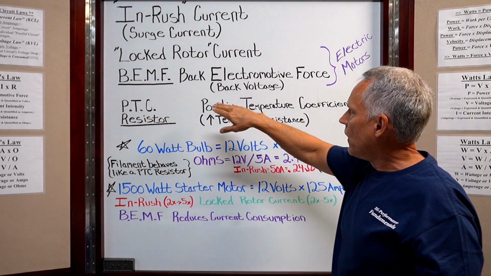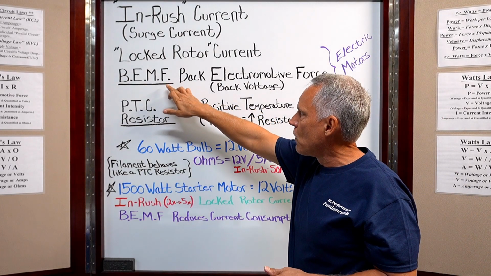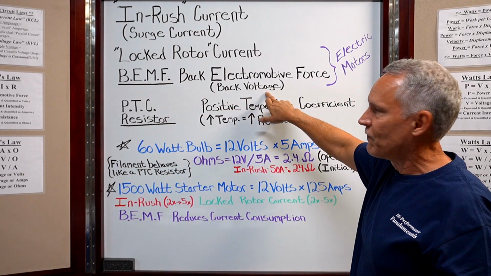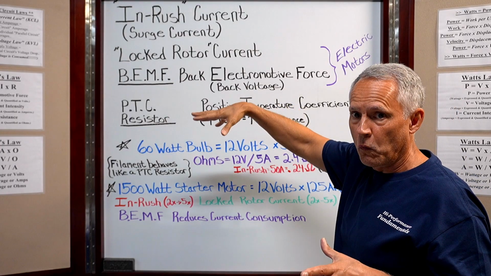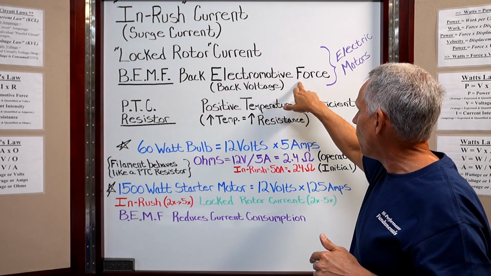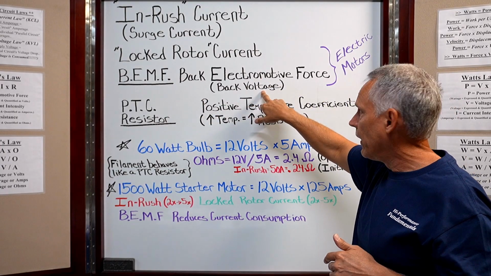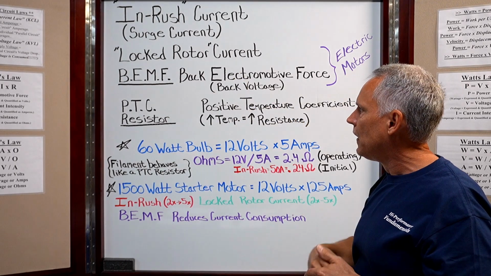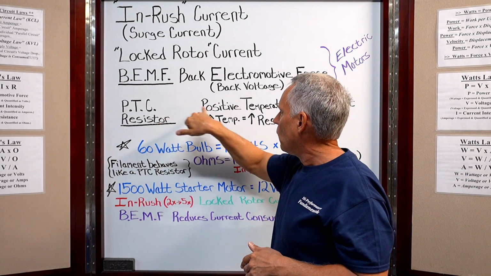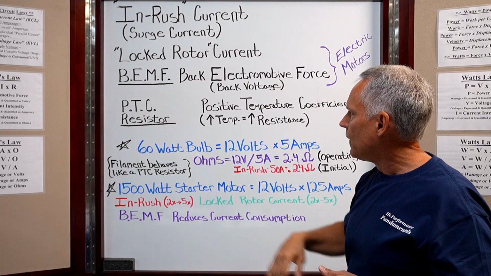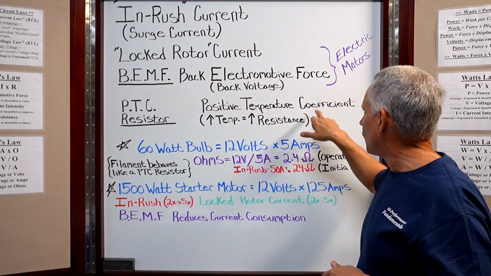And the third one is back electromotive force, or back voltage, because we had said before, when we were discussing Ohm's law, that electromotive force is known as voltage, right? So back voltage would be accurate, right? And then a PTC, or PTC resistor. PTC means positive temperature coefficient.